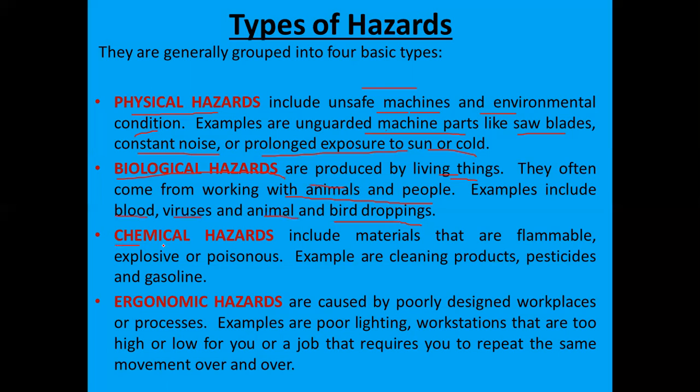Next, the third hazard is a chemical hazard. It includes the materials that are flammable. So chemicals which are highly flammable, which include flammable materials and explosive materials or poisonous materials. Examples of this include pesticides and gasoline. Pesticides and gasoline, these are the chemical hazards.